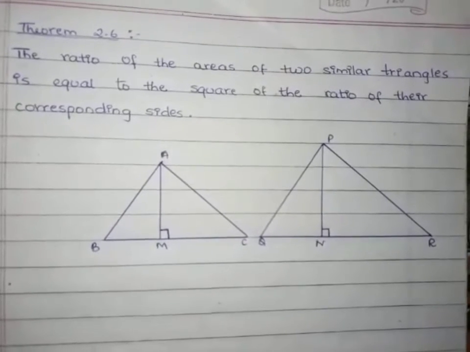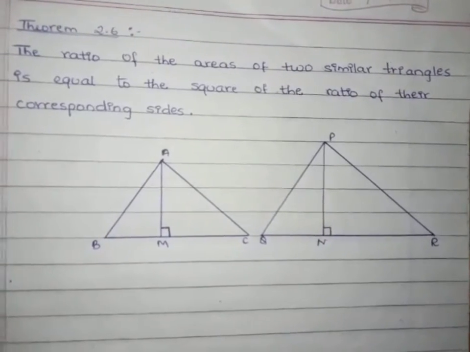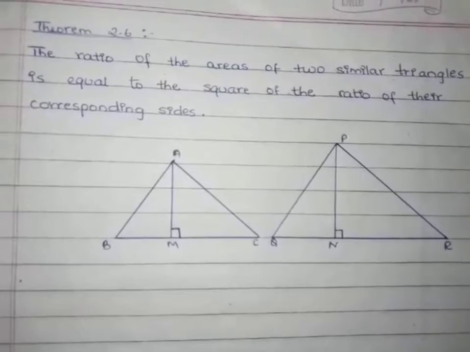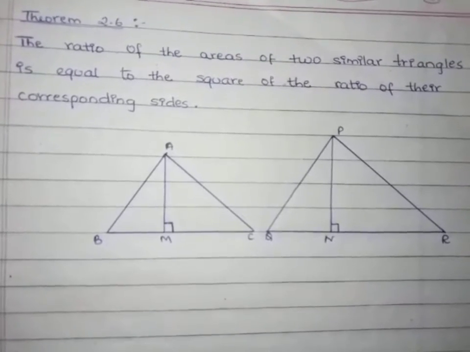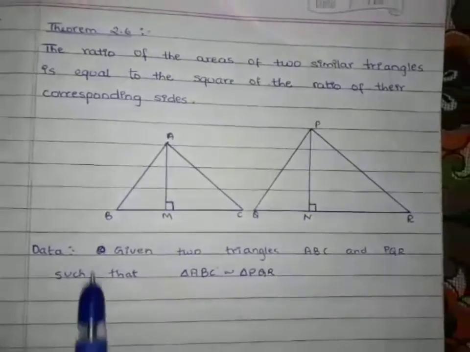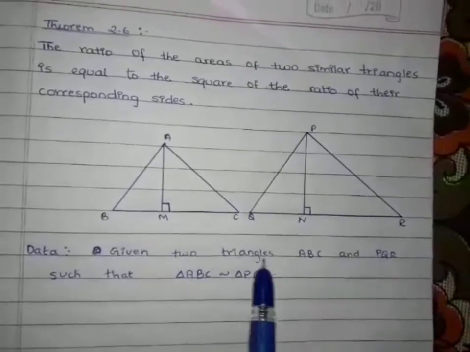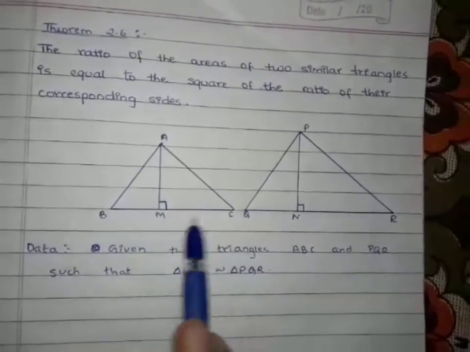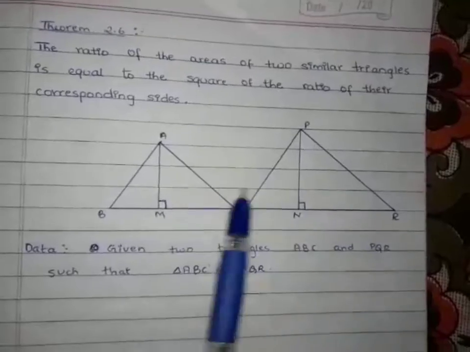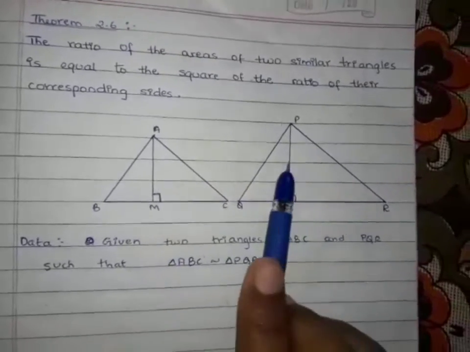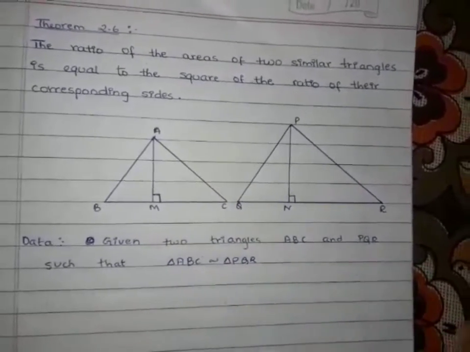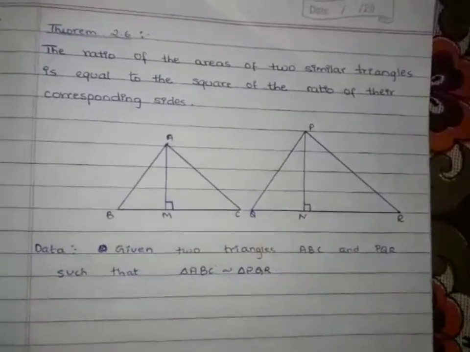So first we are given two similar triangles. Let us consider the two similar triangles to be ABC and PQR. Okay, what are we given? Given two triangles ABC and PQR such that triangle ABC and triangle PQR are similar. Okay, so this is already given.